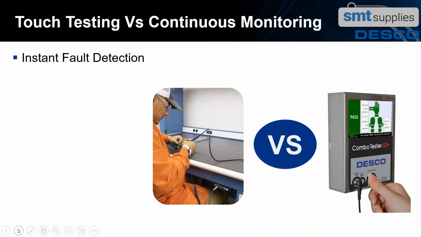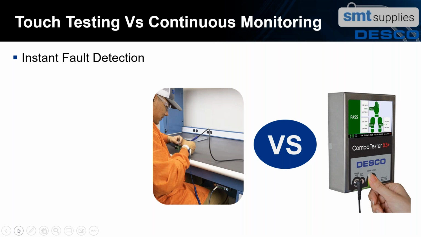So, touch testing versus continuous monitors. One of the major benefits of a continuous monitor is that you have pretty much instantaneous fault detection. When you're touch testing, or testing your wrist strap, say one time per day, if that breaks 2 minutes after you just tested it, you're not going to know that until 24 hours later. So that's one of the major advantages of continuous monitoring, and why they're so popular.